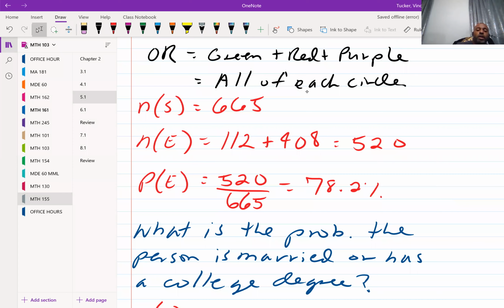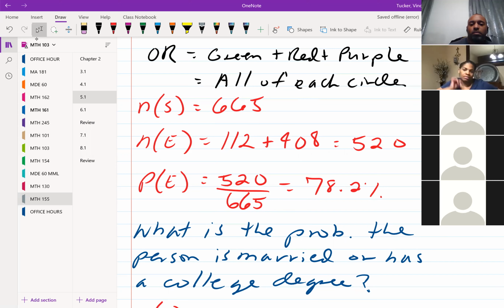So the next one, what is the probability that a person is married or has a college degree? Now here we have to be careful. Can't just take the totals because it is possible to be married and have a college degree. And so I'll show you why that's important in a second. Just want to make sure everybody got a chance to write that down before I scroll up. I will get 78.2.